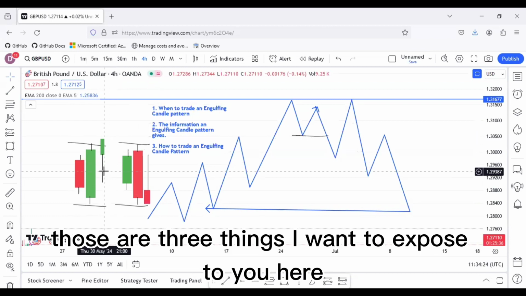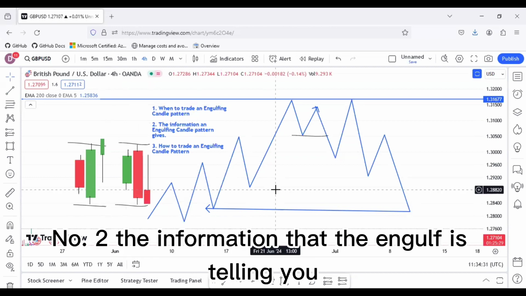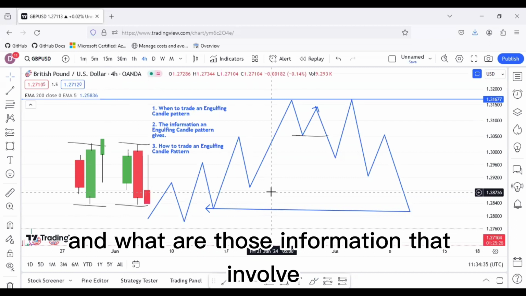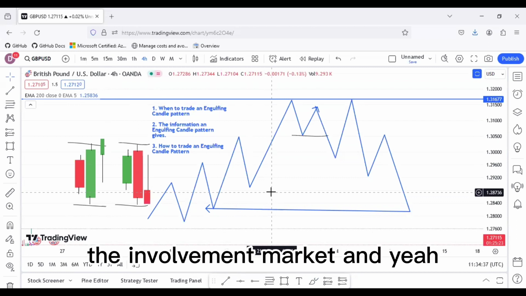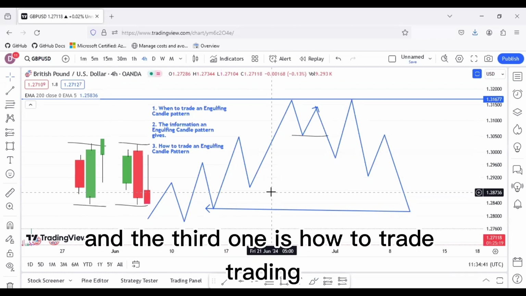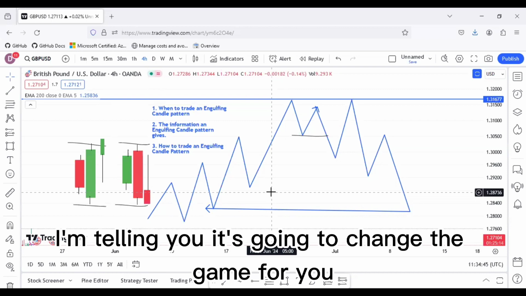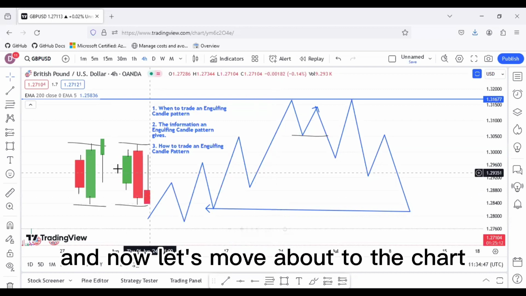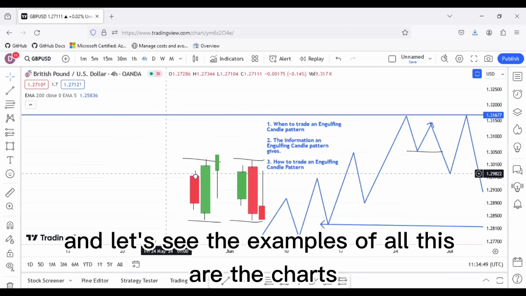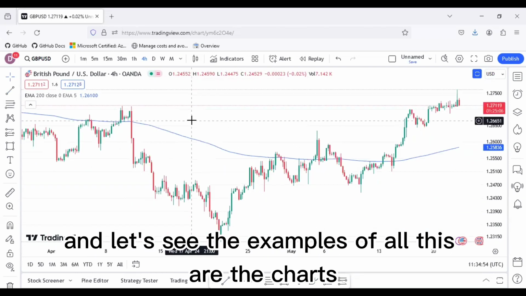So those are three things I want to expose to you here. Number one, when to trade an engulfing when you see it on the chart. Number two, the information that the engulfing is telling you: that there is volume in the market, and there are buyers or sellers in the market. And the third one is how to trade it. If you practice this very well, I'm telling you, it's going to change the game for you. And now let's move over to the chart and see examples of all this.